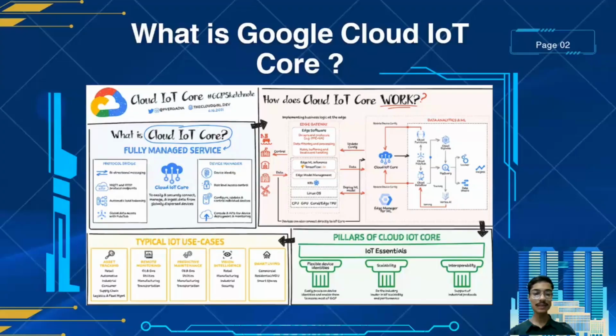The protocol bridge helps devices connect using common communication methods like MQTT and HTTP. The device manager allows us to register devices, manage their identity, configure them, and control security. The main advantage of IoT Core is that it can handle millions of devices at once. It can also work smoothly and securely with other cloud services like BigQuery, Dataflow, and machine learning. So, in short, IoT connects our devices to the cloud, and Cloud IoT Core is a tool that makes this process simple, scalable, and secure.